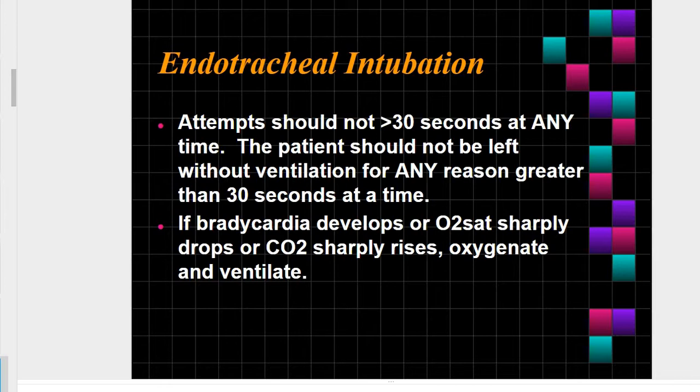If you're monitoring and you've got someone watching these devices while you're attempting to intubate, and the child starts to bradycardia down, O2 sat drops significantly to dangerous levels, or CO2 sharply rises, then you need to stop the intubation attempt and ventilate and oxygenate. And then when you stabilize the child, you can try again. Do not allow the child to suffer severe hypoxemia, severe hypercarbia, or bradycardia just because you can't get the tube and you want to continue trying.